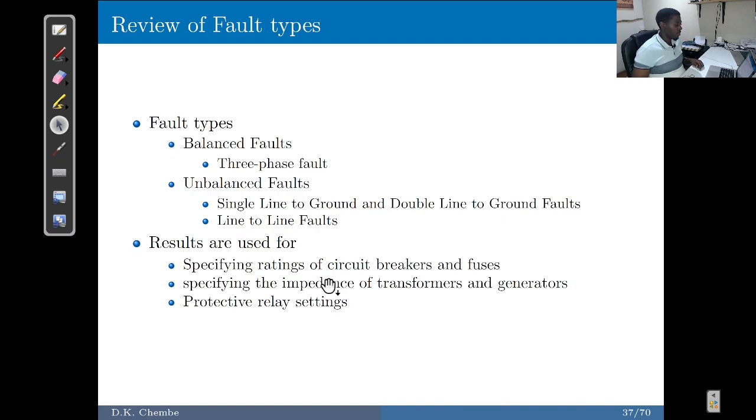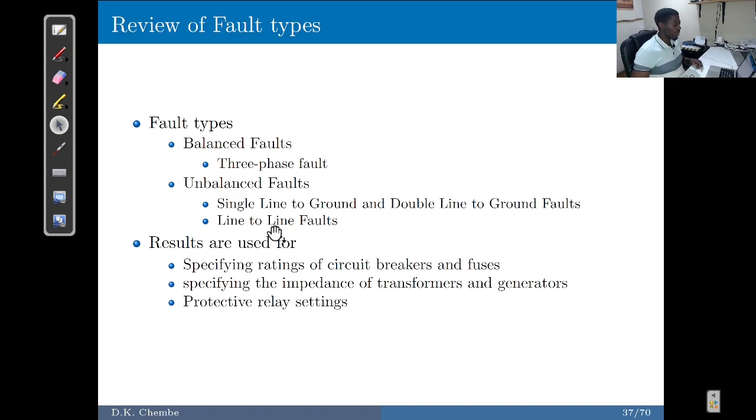Just a review, you remember these are the faults that we have: the balanced three-phase fault, and the unbalanced faults, which are single line to ground, double line to ground, and line to line faults. Why do we calculate these faults, and what's the reason to determine them? The most important reason is that we want to determine the ratings of the circuit breakers as well as the fuses. It also helps us to determine the impedance of the transformers and generators, as well as to develop the protective relay settings for the system.